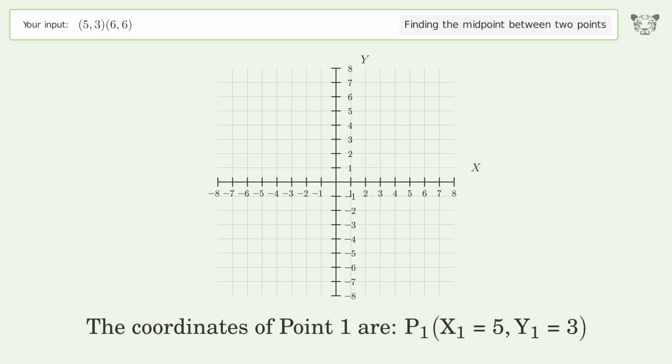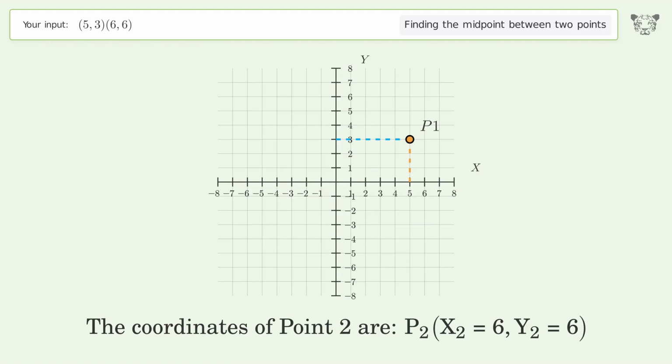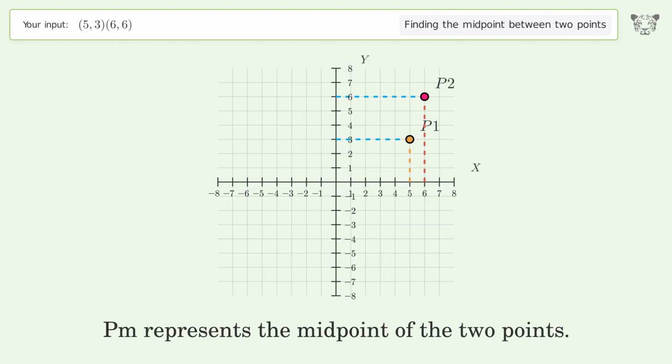The coordinates of point 1 are x1 equals 5, y1 equals 3. The coordinates of point 2 are x2 equals 6, y2 equals 6. PM represents the midpoint of the 2 points.